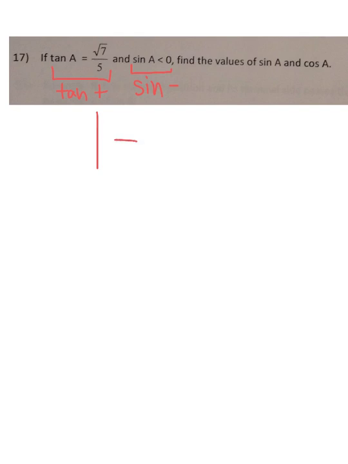So if we look at this, All Students Take Calculus. What quadrant do we have if the tangent is positive and the sine is negative? And that would be the third quadrant. So I know that when I'm looking at any answers that I get, I'm going to refer to that third quadrant, and the only thing that should be positive is the tangent value. Okay? All right, so let's look at what they're asking us to find.